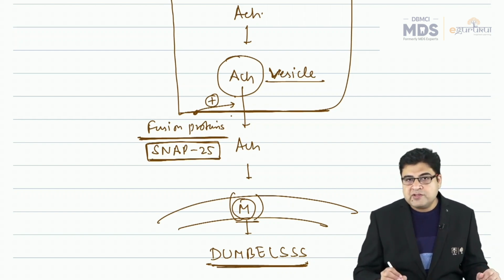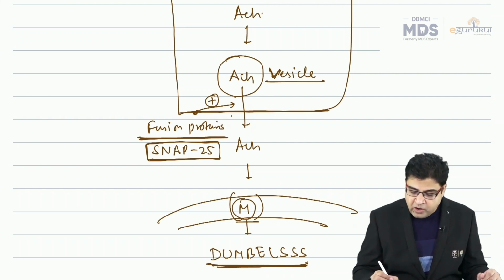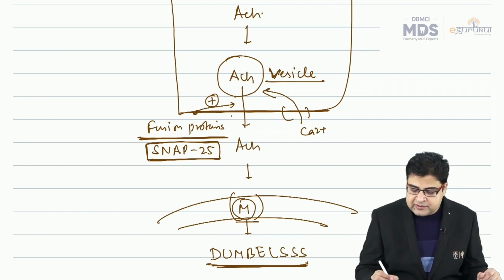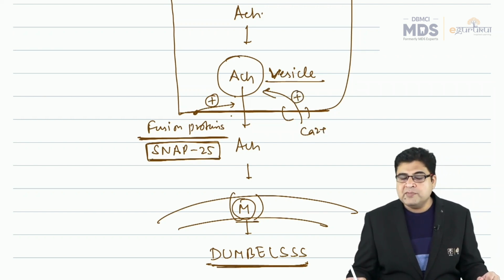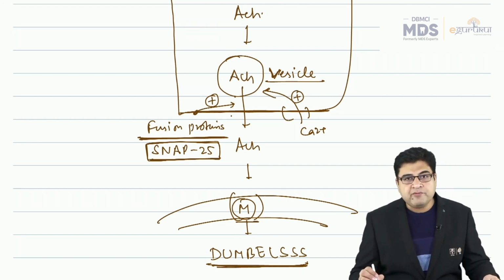Now once this SNAP25 protein acts, acetylcholine will come close to this membrane, and now we have an entry of an ion. One ion that is also involved in this release is calcium. Calcium is the ion that will take entry, and when calcium takes entry, acetylcholine is released. So these points are important for your physiology.